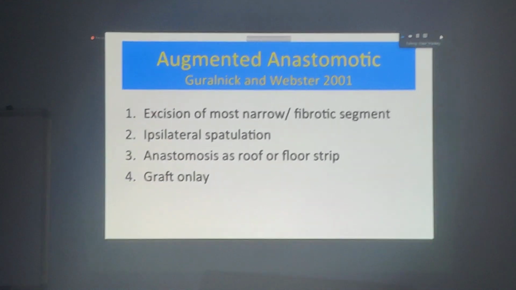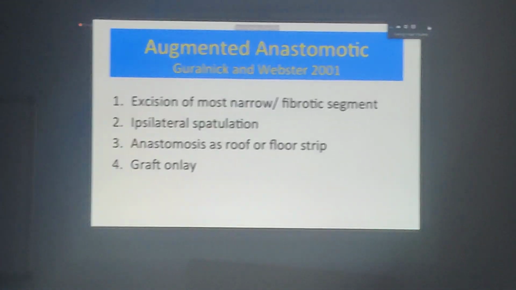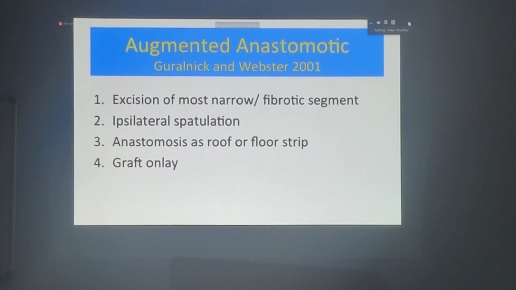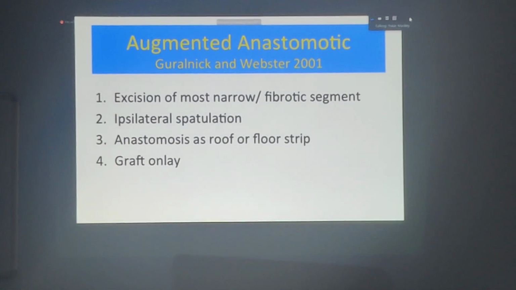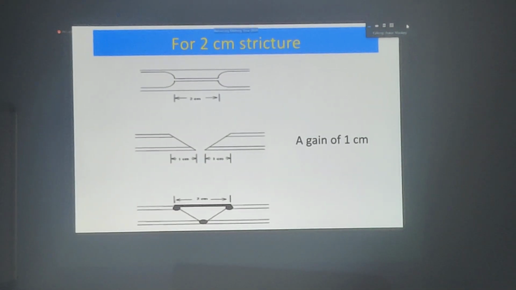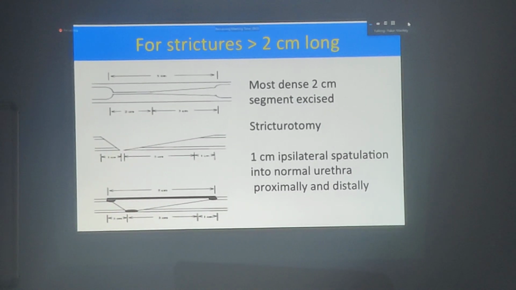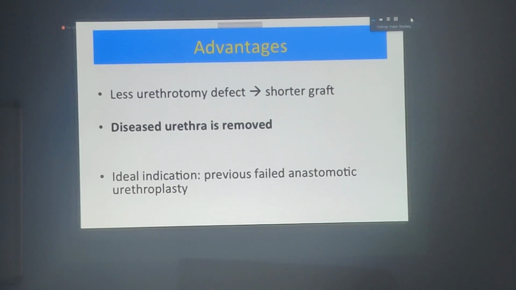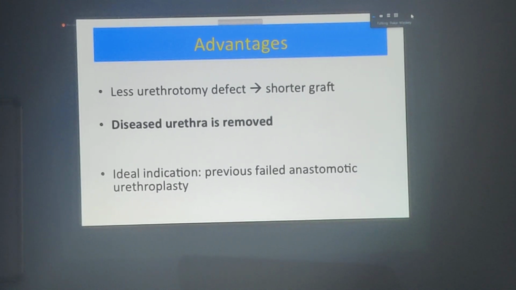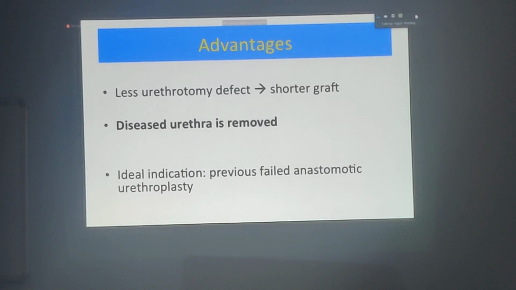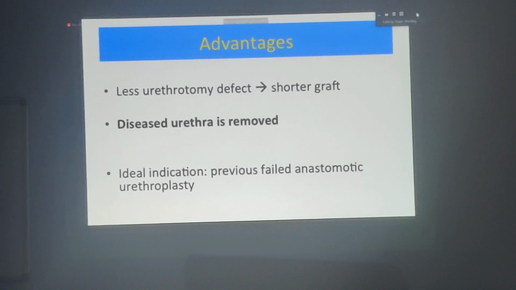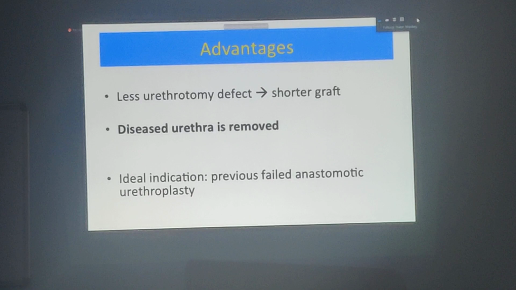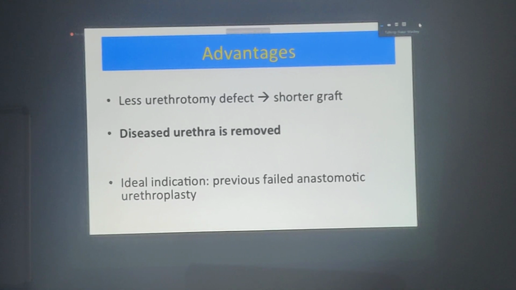So basically, in augmented anastomotic urethroplasty, we excise the most narrow or fibrotic segment, and then we anastomose the urethral plate and spatulate the urethra on the other side and augment it with graft. So this is all about augmented anastomotic urethroplasty. The advantage is that the diseased urethra is removed. My personal preference is for augmented anastomotic urethroplasty rather than the Palminteri technique, because the diseased urethra is removed, there is less chance of recurrence. An ideal indication for this is previous failed anastomotic urethroplasty.